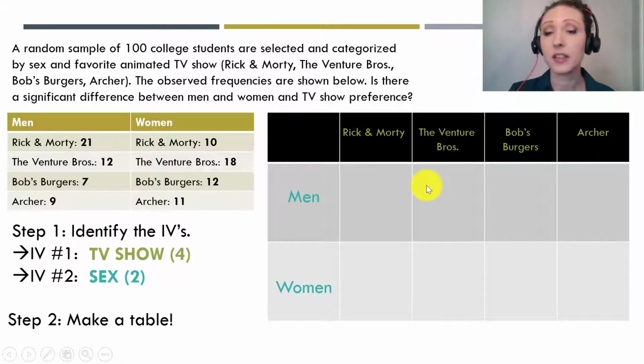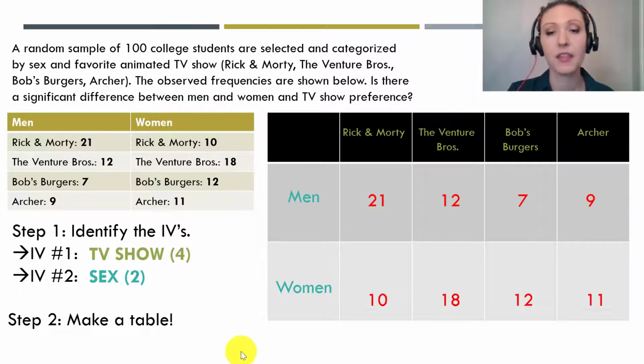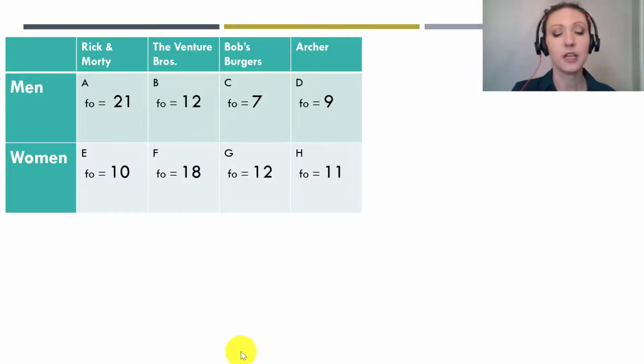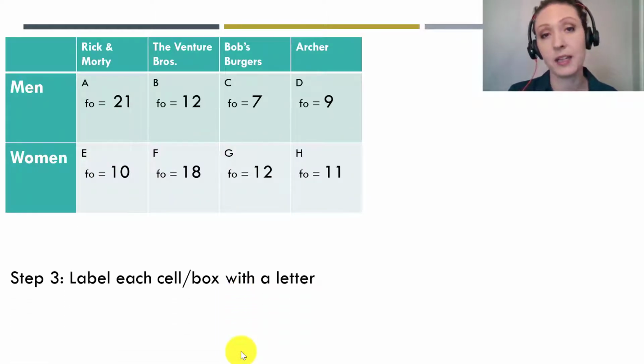And then in each of these boxes, we are going to put the frequencies observed that we have in this table over here. So for the category of men and Rick and Morty, we have a value of 21. So that's going to go right here. And we're just going to plug all of those values in. We're going to do that for our independent variable of men, and then we're going to do the same thing for our independent variable of women. Okay, so the next step that I always do is to label each box with a letter.